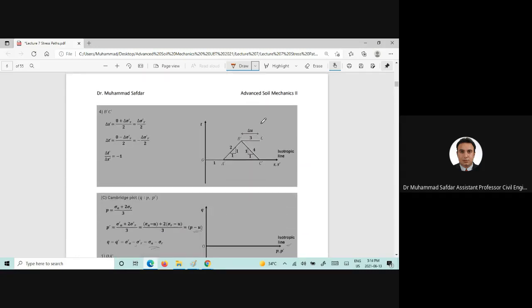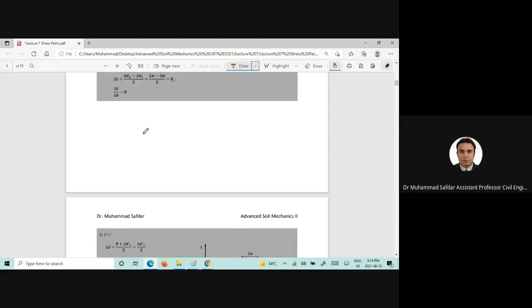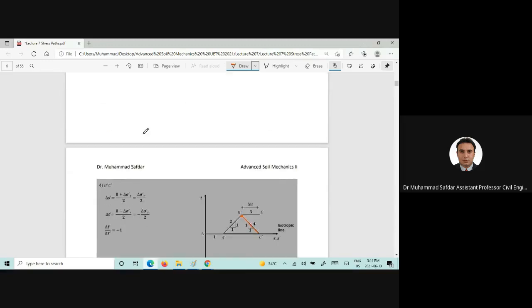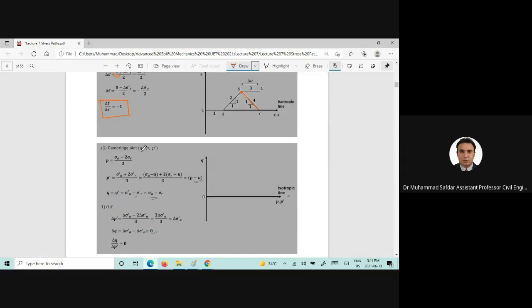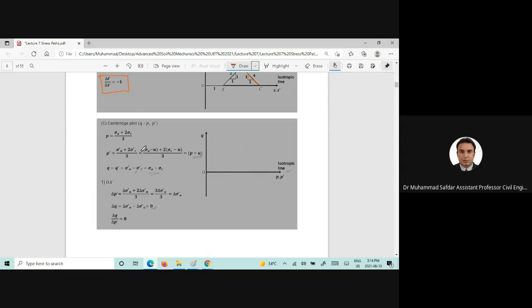Similarly, we can also plot that if we perform an extension test, the stress path will go down, or if we decrease the sigma A, or the change in axial stress is equal to 0, the stress path or the slope of the stress path will vary and it will decrease. Now in terms of the Cambridge plots, we can also plot that in Q and P plane as well.